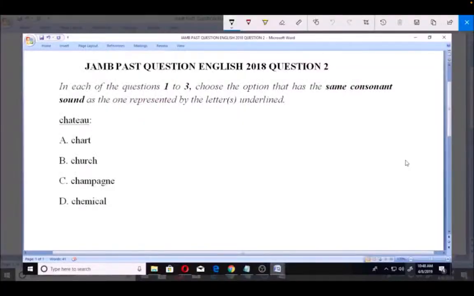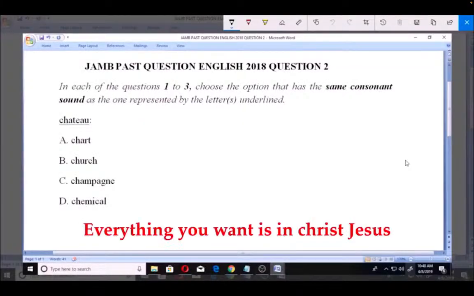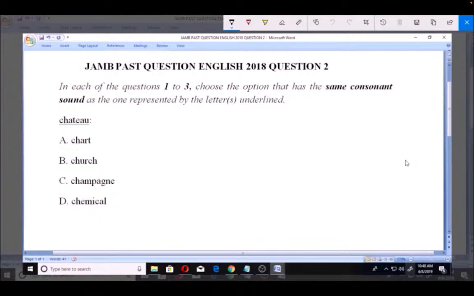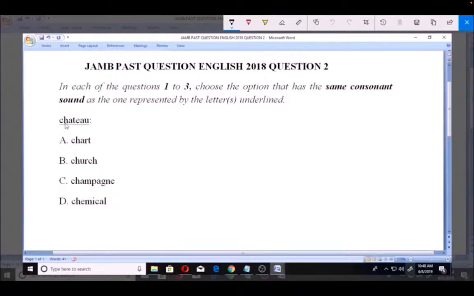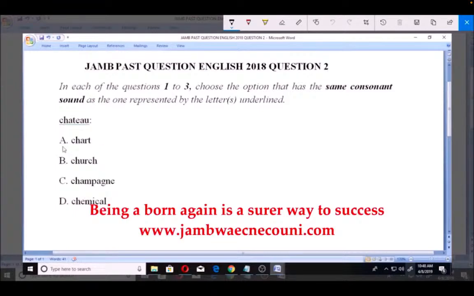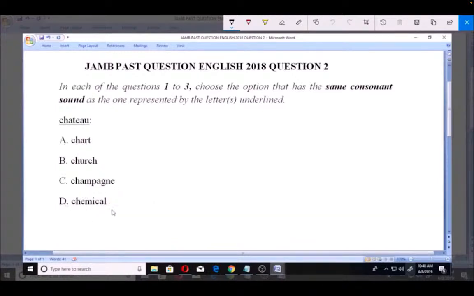Hello, welcome. Let's look at the JAMB past questions. English 2018, question number 2. In each of the questions 1 to 3, choose the option that has the same consonant sound as the one represented by the letter or letters on the line. The word is shuttle. Then you have options: A, chart, B, church, C, champagne, D, chemical.